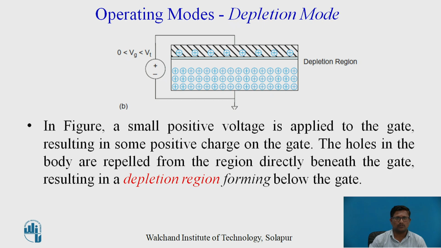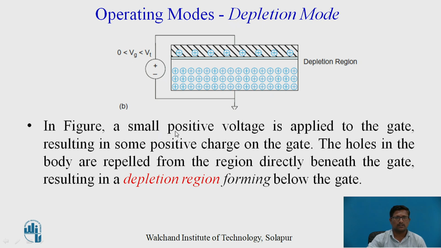The second mode of operation is the depletion mode. Here, for the same NMOS, the voltage VGS is now greater than 0, a positive voltage, but less than the threshold voltage, denoted as VT. Now what is the threshold voltage? The threshold voltage means the minimum voltage applied at the gate terminal of the NMOS so that the NMOS can be on. In this figure the gate voltage is applied less than threshold voltage but greater than 0.